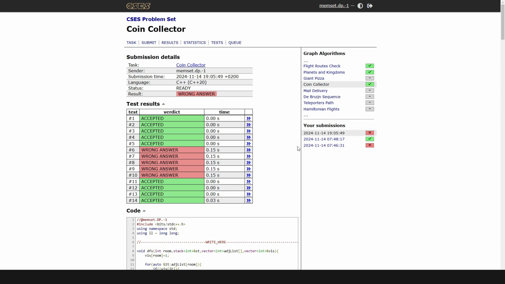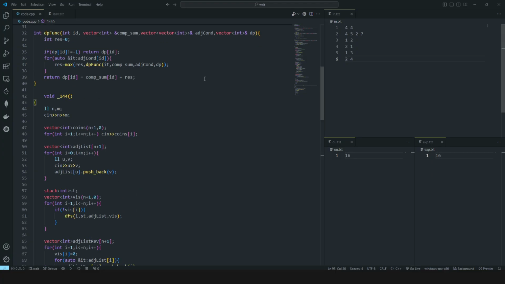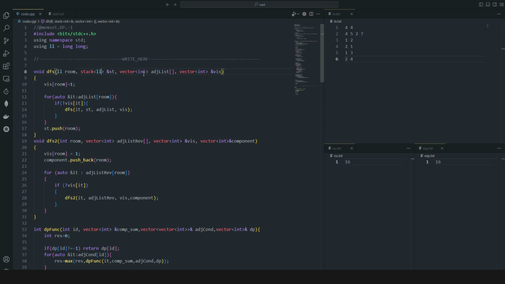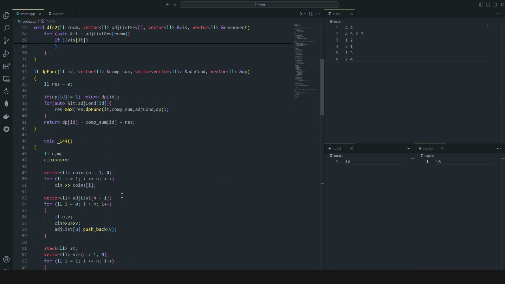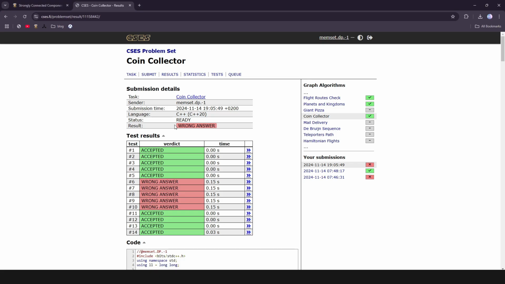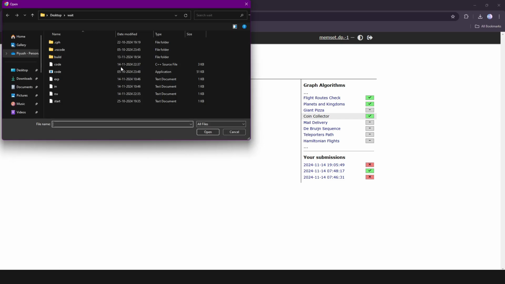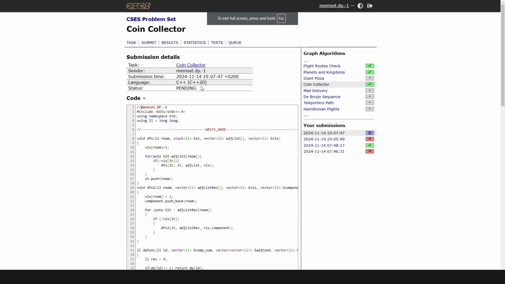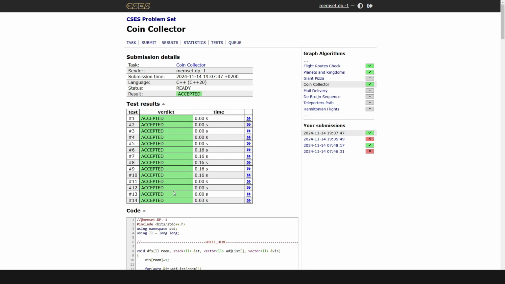Okay, so we made one small mistake. The final answer can exceed the int max value also. So I will be converting every integer to long. Just do that. Now I think it should work. I have converted every int to long, and now if I try to submit this, I think it should work. Okay, so our solution is completely correct and is accepted on the platform, as you can see.